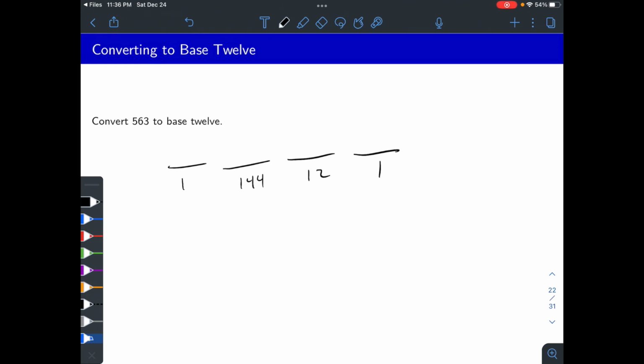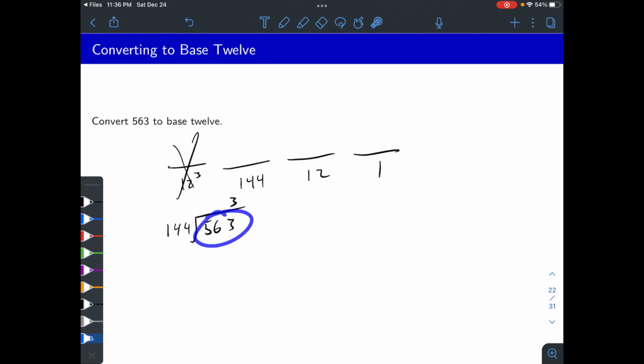So this would be 12 to the third. 12 to the third is going to be much larger. I don't know what it is, but it's going to be bigger than 563. Right? Okay, so how many groups of 144 are going to go into 563? I'm going to do this with long division again. 144, and let's see what our remainder is.